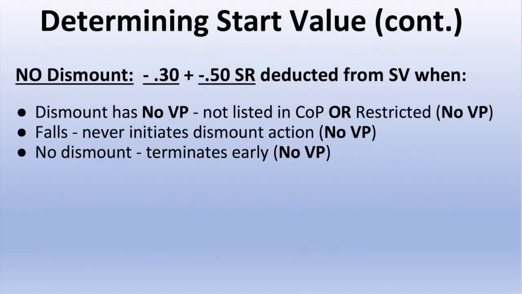When there's no dismount, you deduct 3/10 plus 5/10 from the start value. This is when the dismount has no value, it's not listed in the code of points, or it's restricted, or they fall and they never initiate a dismount action, no value part, or there's no dismount, terminates early.